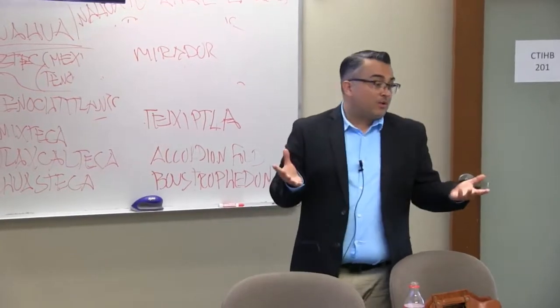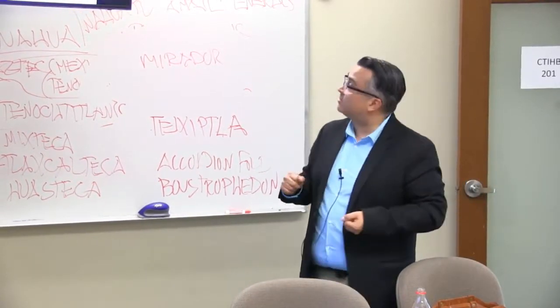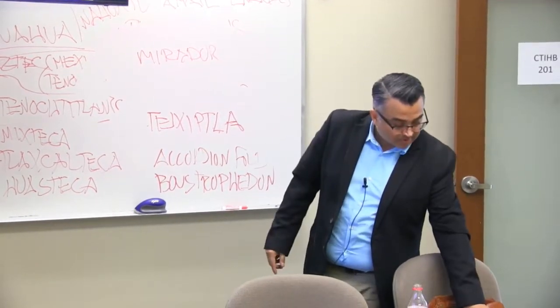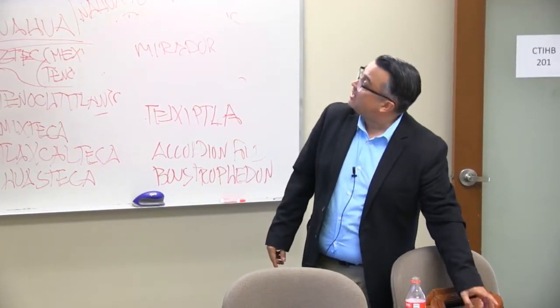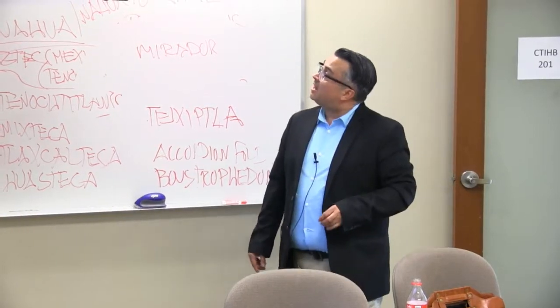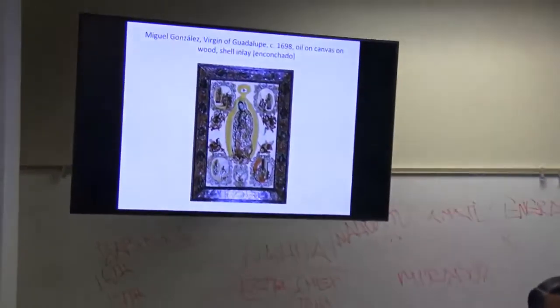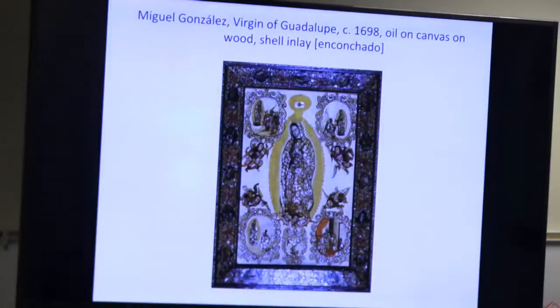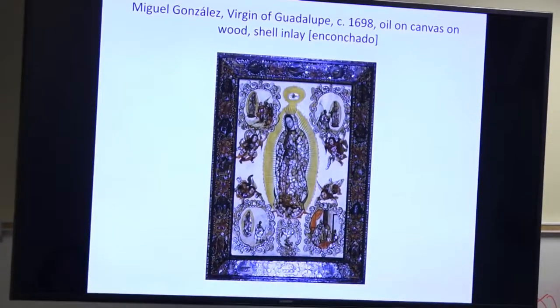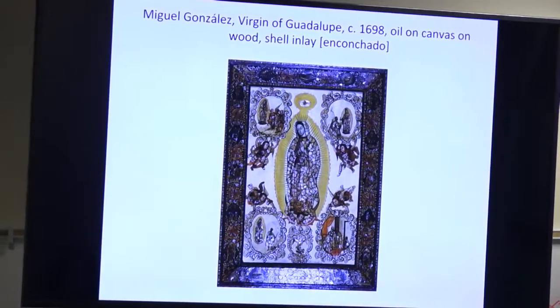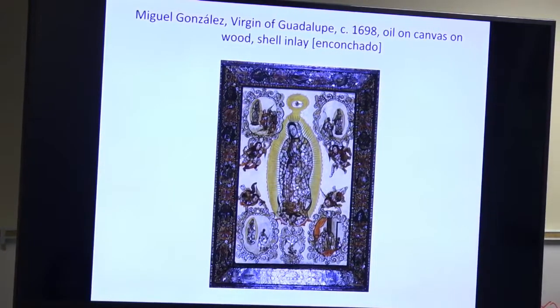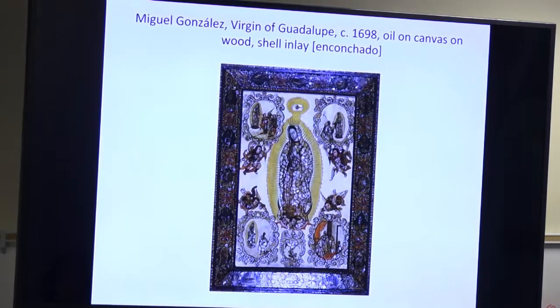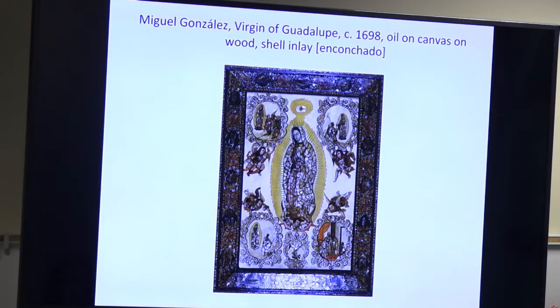And then we have allegorical images. They're more like symbolic images of the Christ Passion or things of that sort. And then enconchado, the term I already introduced you to, which means shell inlay. This is the image, of course, by Miguel Gonzalez, who's a member of the Gonzalez family we're talking about. The Virgen of Guadalupe from around 1698, oil on canvas on wood with shell inlay. And here you can see how the artist carefully uses the shell to enhance the reflective quality of the shell. This is one of the things that really appealed, I think, to local audiences.